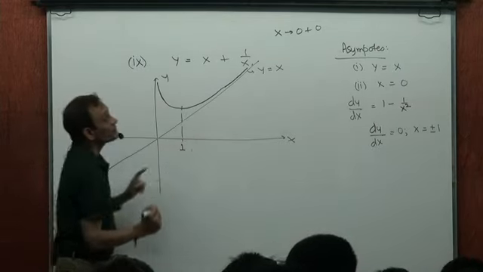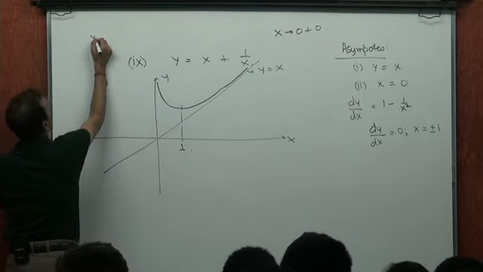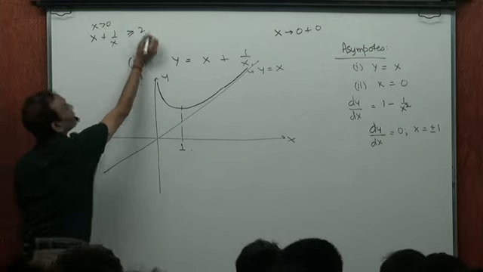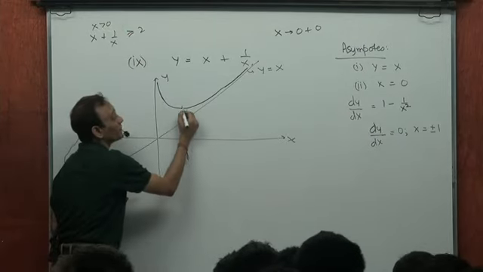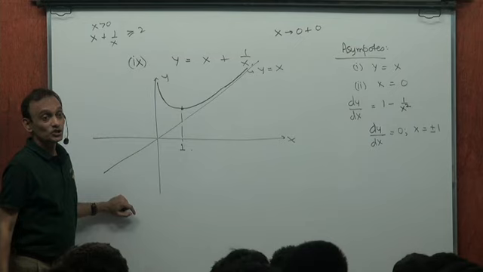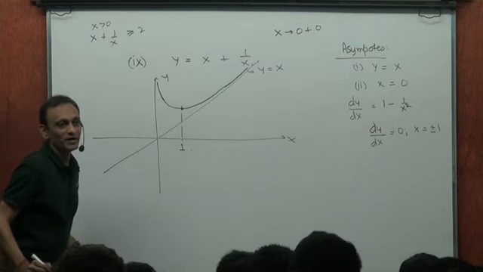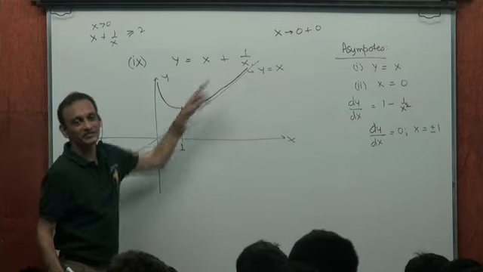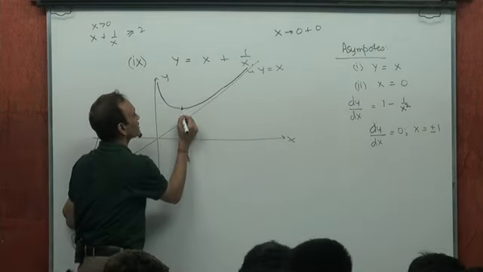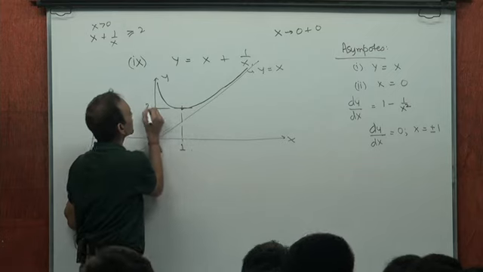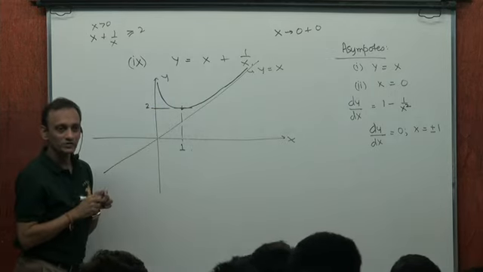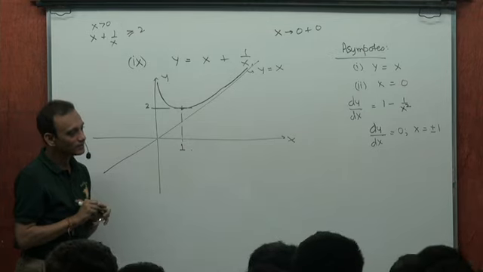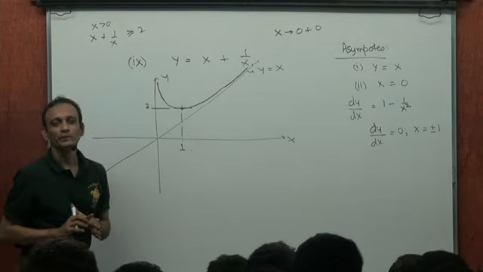In fact, we could have said x plus 1 by x for x greater than 0 is always greater than or equal to 2. At x equal to 1, therefore, we would have expected a minimum value of this, isn't it? So even without differentiating, we could have said that this length is 2 units at x equal to 1.